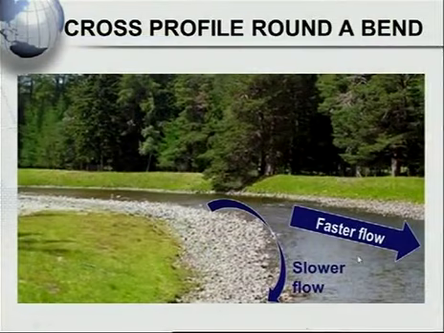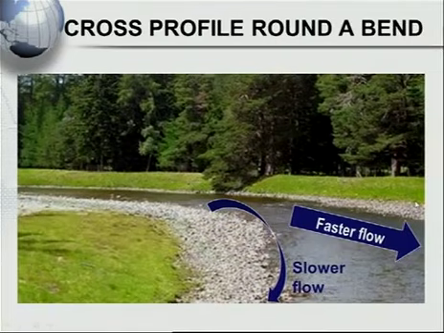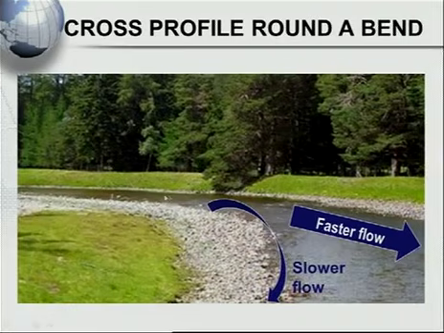The first thing you must notice here is faster flow, slower flow. Have a look at this photo, a beautiful photo. The first thing you notice is the amount of stones and gravel on this side of the river, and look at that side of the river. Now, what does that tell you? That tells you that the river flows very fast on that side, and on this side the river is flowing much slower because deposition is taking place here.